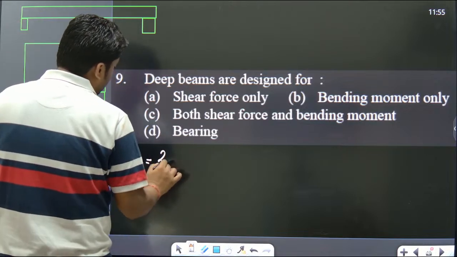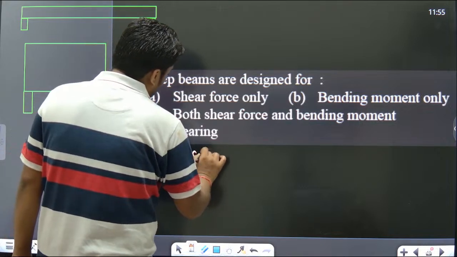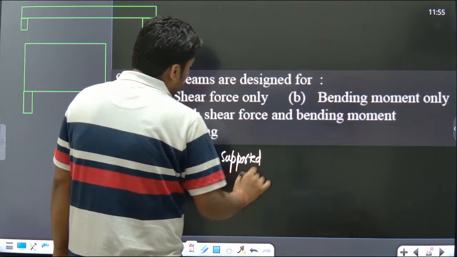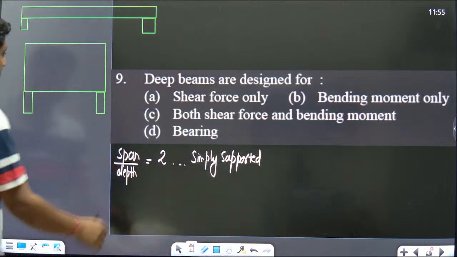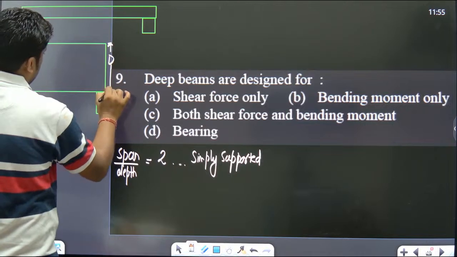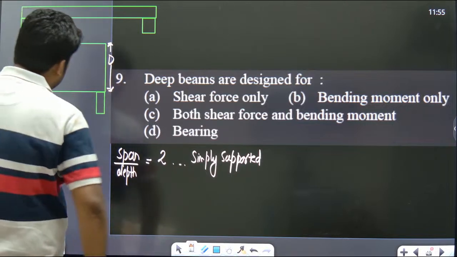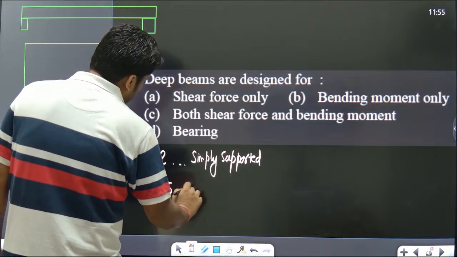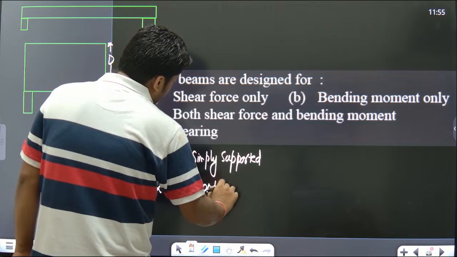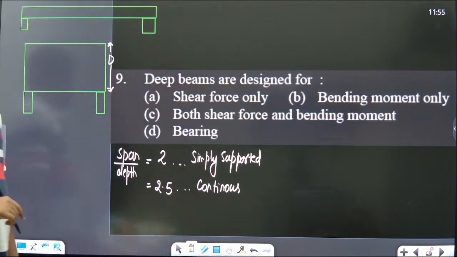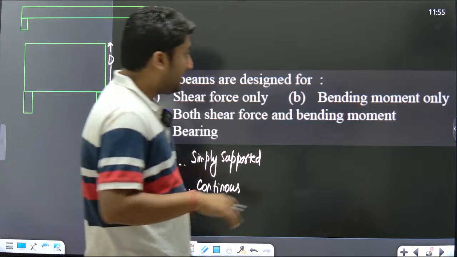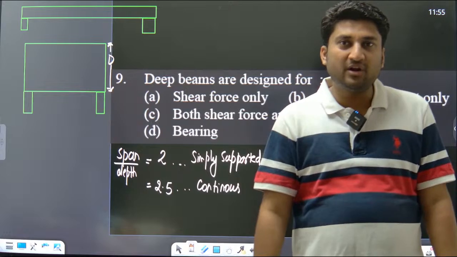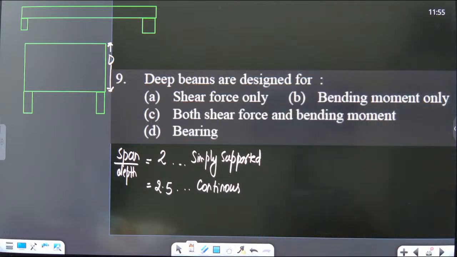if span by depth ratio is, let us suppose 2, for a simply supported beam, if the effective span to the total depth ratio is 2, the beam is known as a deep beam. And for a continuous beam, if this value is 2.5, then the beam is known as a deep beam. Understood? Deep beams are designed for bending moment, but they are checked for shear force. Understood everyone?